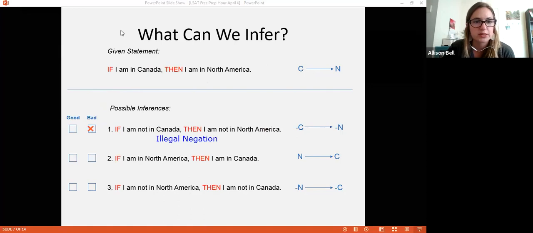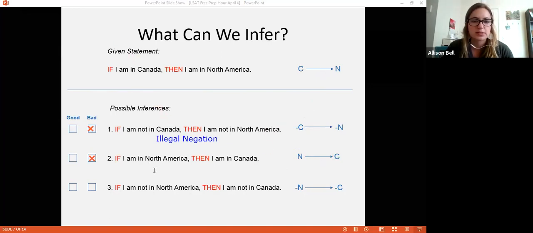Everybody wrote in that is a bad inference, and I agree. It's a bad inference for the same reason that number one is. I could be in North America, but be in the United States or Mexico. Notice, though, that the formal relationship between this and our true statement up here is a little bit different than number one. We've taken the C and the N and we have reversed them.